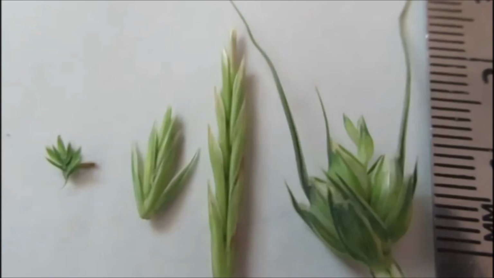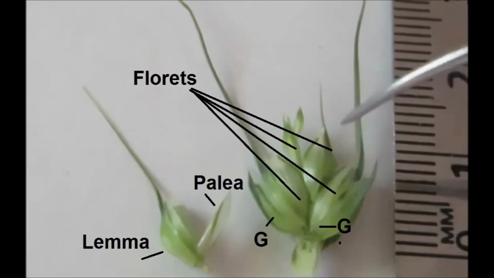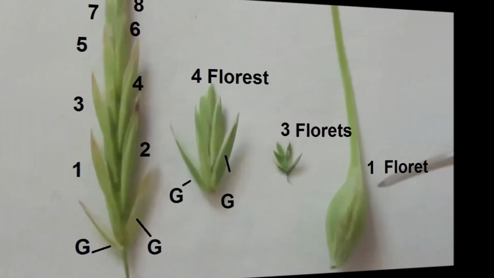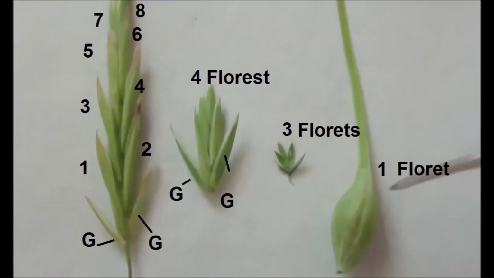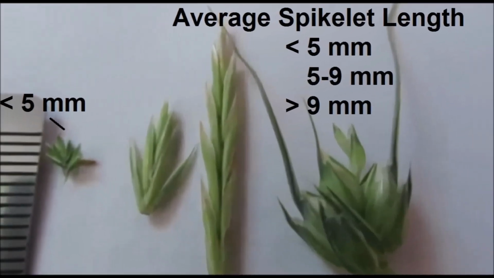In this sample we are going to examine 4 different spikelets on 4 different species. Next function in our key, we can count the number of florets in the spikelet. In this particular example there are 4 florets. So on the remaining spikelets from the slide above, on the small spikelet we have 3 florets, on the medium spikelet we have 4 florets, and on the large spikelet we have 8 florets. Some keys will ask for average spike length, and they are graded as follows: less than 5 mm, between 5 and 9 mm, and greater than 9 mm.